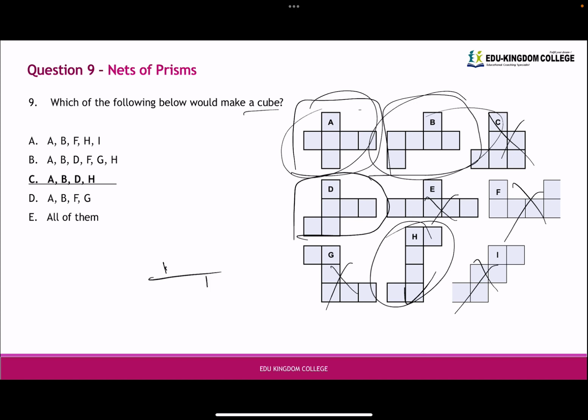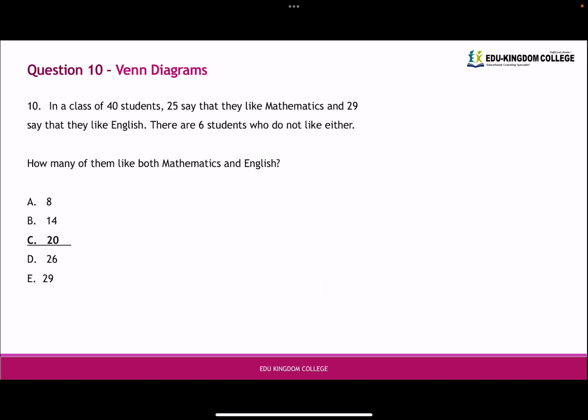It's a little bit special because if you fold this up, you're going to get this kind of shape here. This is just going to fold in and become that far side square. This here is going to fold in and become the square on the side. And then once you fold this in like this, or that way, it's just going to close up. So D happens to work as well. So A, B, D, and H are our answers, so part C.